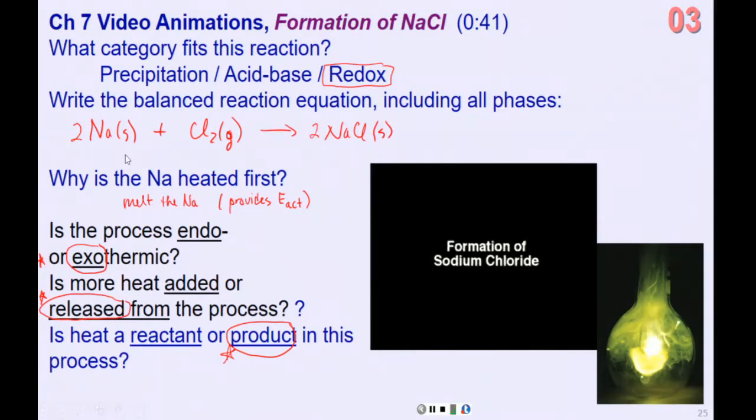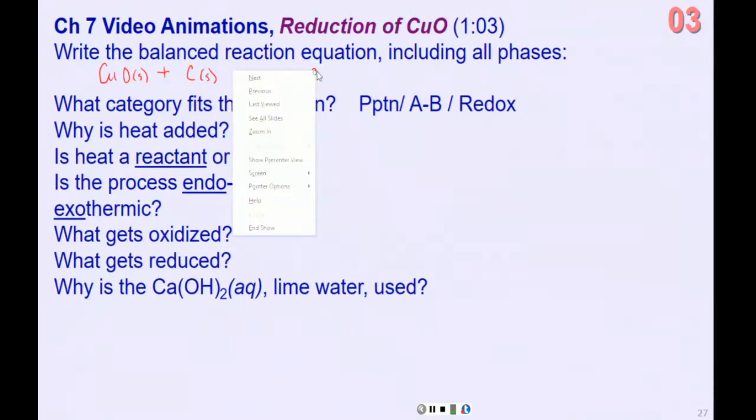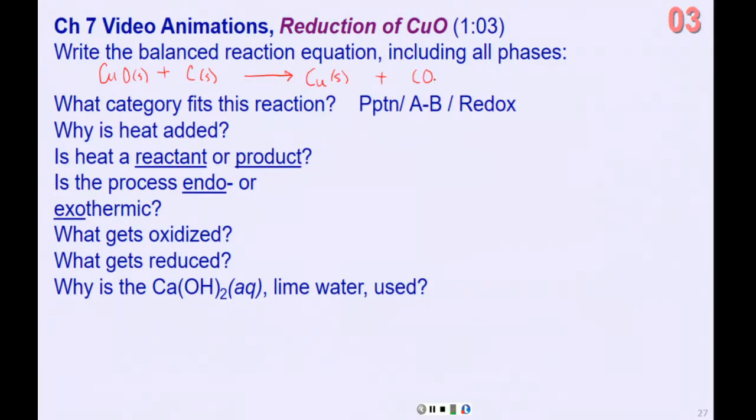All right, let's look at another example. This is a reaction of copper oxide. The video length is shown here. And let's determine what the balanced equation is going to be. We're going to take copper oxide, which is a solid as it turns out, and it's going to react with carbon, and we're going to make copper as a solid, and another product, which turns out to be carbon dioxide gas.